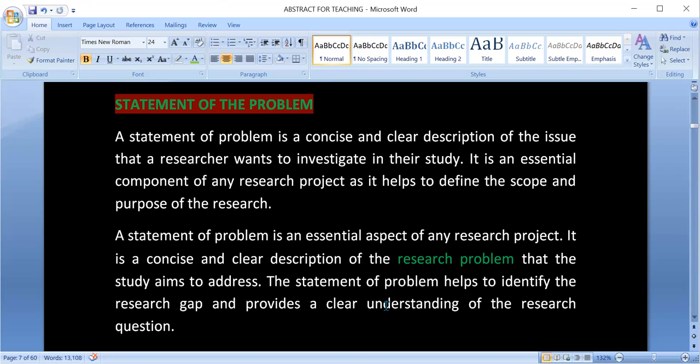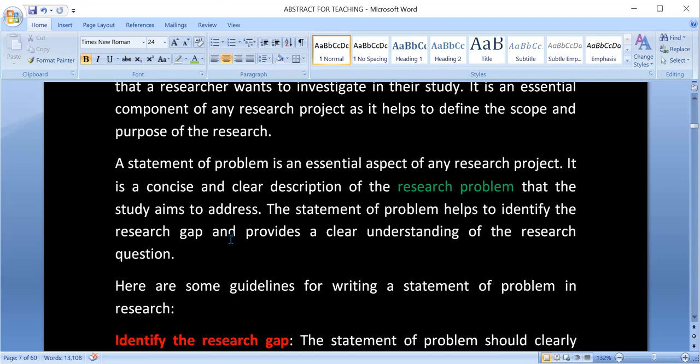The statement of problem helps to identify the research gap and provides a clear understanding of the research question. You know, the research question is related to the research objectives, and the research objective is what is put in place to address the research problem. And whenever we talk about gaps, they are issues that are existing. In the previous lecture, we cited an example. So it could be a gap in knowledge.